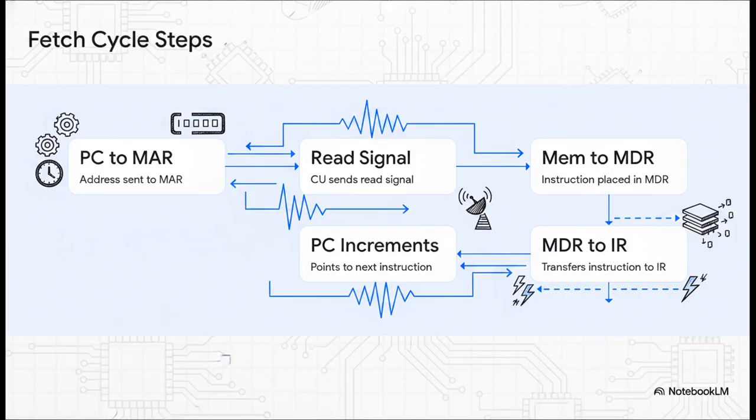Step 3. Memory replies by grabbing the specific instruction at that address and dropping it into the memory data register. Step 4. That instruction quickly moves into the instruction register so the CPU has it locked and loaded. And finally, Step 5. The program counter increments, pointing it straight to the very next instruction. And get this, in modern CPUs, a technique called pipelining lets the processor fetch a new instruction while it's simultaneously decoding and executing others, which massively speeds up this whole race.